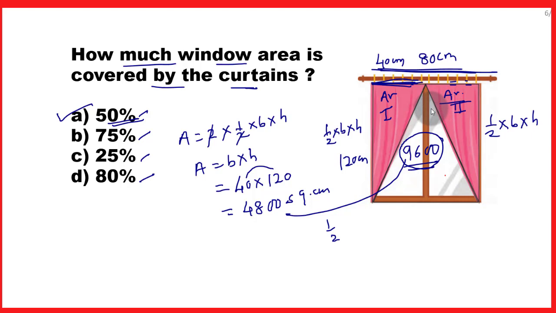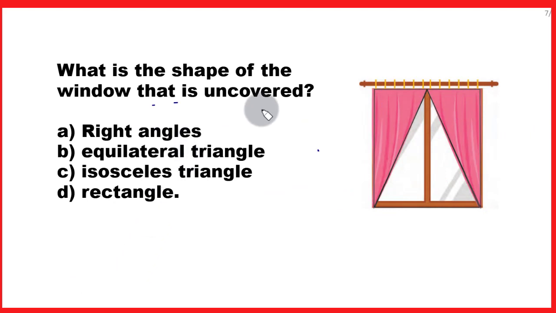Now move to the next question. The next question is what is the shape of the window that is uncovered. This is the uncovered window, and you have to say what is the shape of this uncovered window, whether it is right angle triangle, equilateral triangle, isosceles triangle or rectangle. So here, friends, this question is for you. You have to solve it, and give me the answer through the comment box whether this shape is a right angle triangle, equilateral triangle, isosceles triangle or the rectangle.